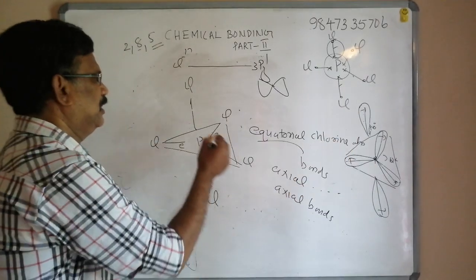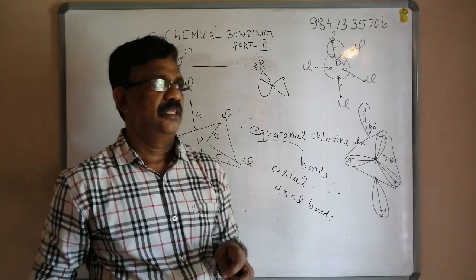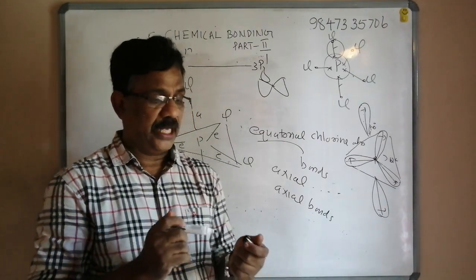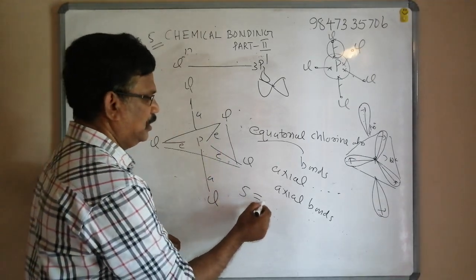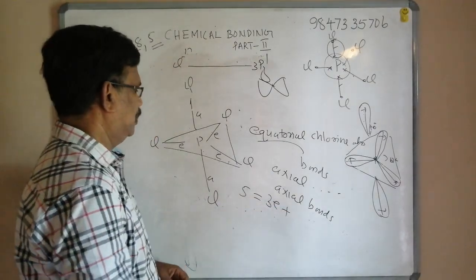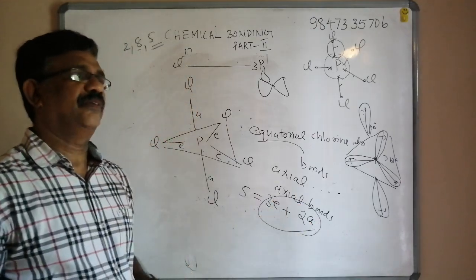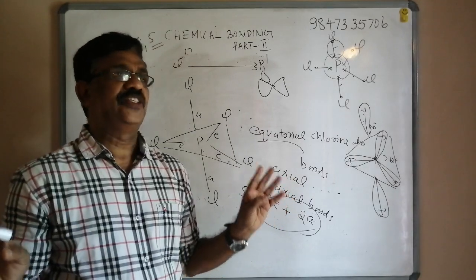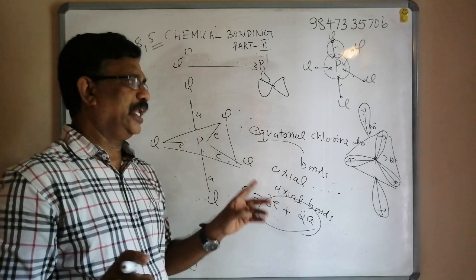Question: axial bond. We can divide the 5 covalent bonds in PCl5 into 2 types: equatorial and axial. There are 5 bonds in PCl5: 3 equatorial and 2 axial bonds. 3 plus 2 is equal to 5, so 5 sigma bonds in total, divided into equatorial bonds and axial bonds.